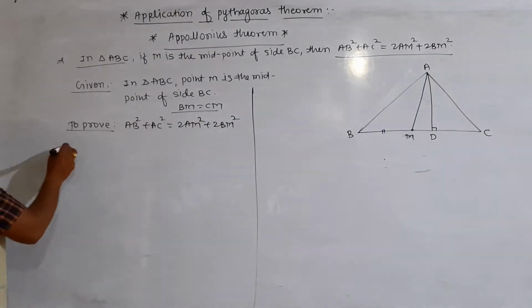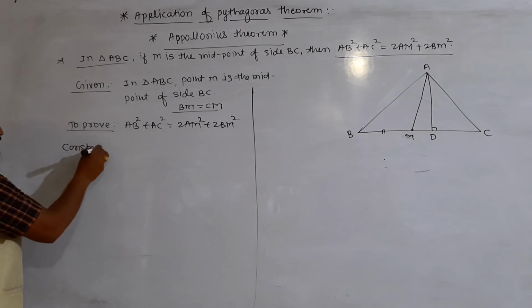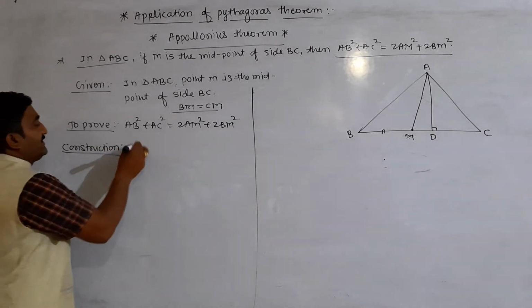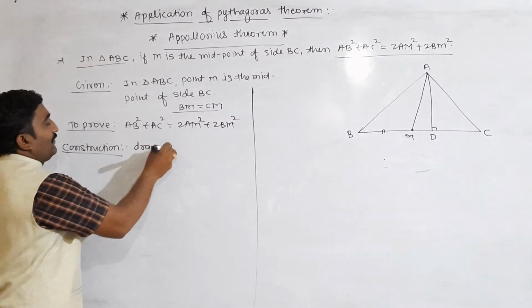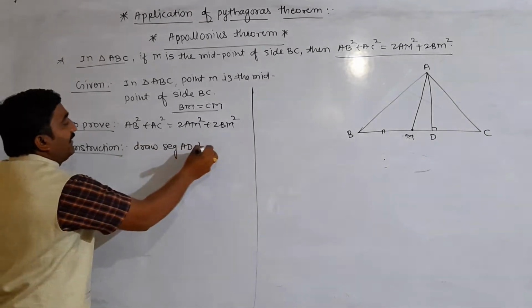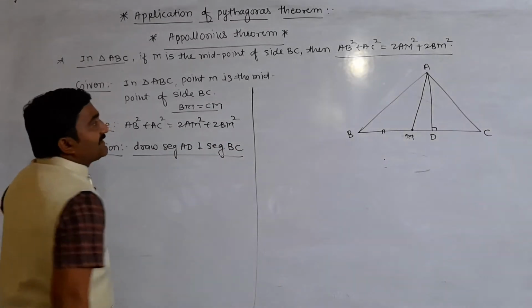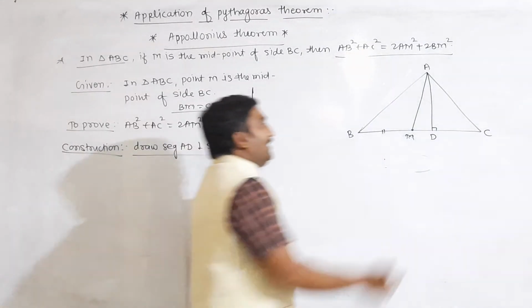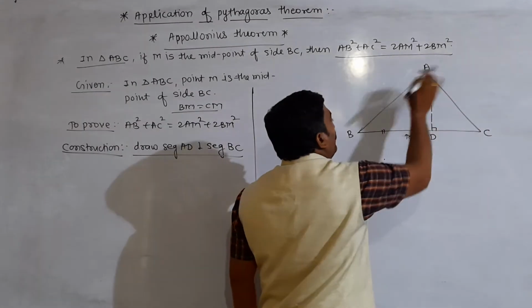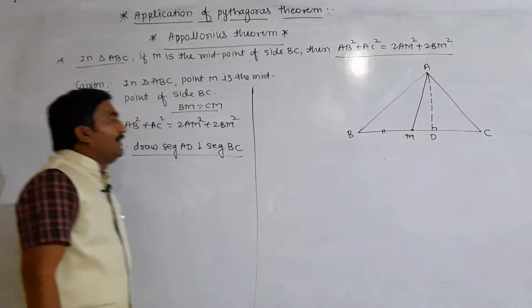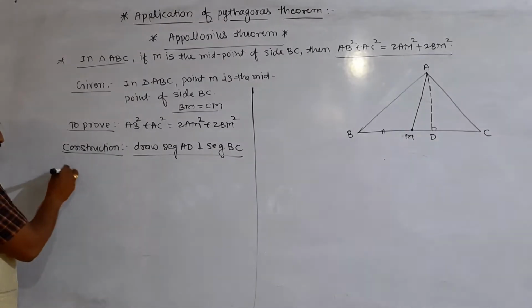And here, what is the construction we have to take? Draw segment AD perpendicular to segment BC. This is the construction we can draw here. AD is perpendicular to BC, and then we have to take the proof of this.